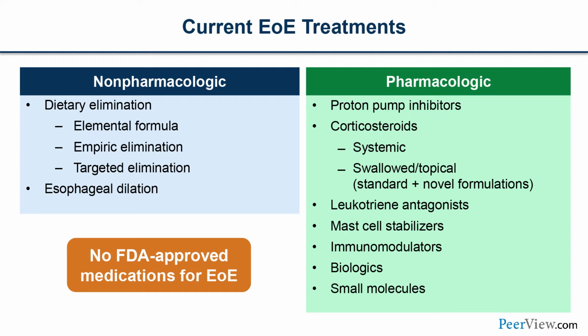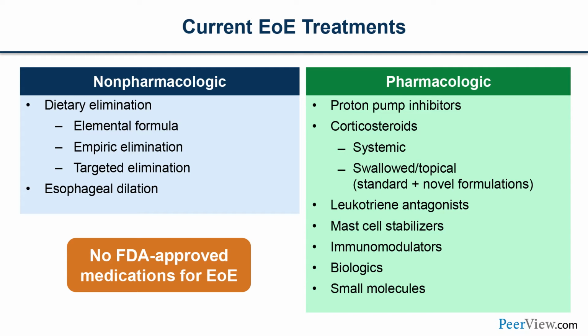So these are the two approaches. One is non-pharmacologic and one is pharmacologic. As you may all know, there is not an FDA-approved medication for EoE yet, even though we've been looking at this disorder for now over, I would say, 25 years. The non-pharmacologic treatments are dietary elimination, which could be elemental formula, empiric elimination, and targeted elimination, and esophageal dilation. We'll talk about the dietary treatment in a minute.